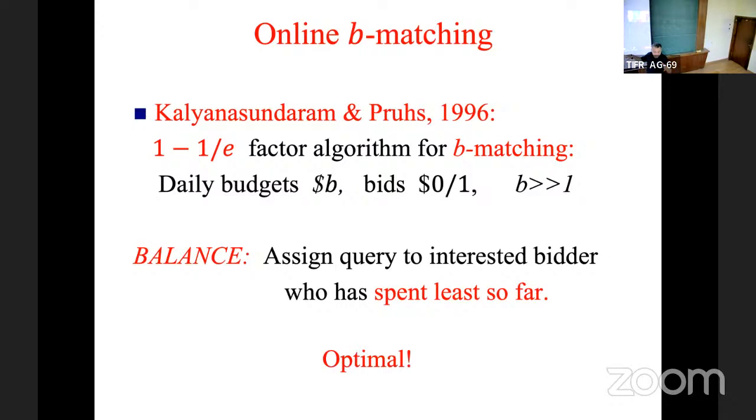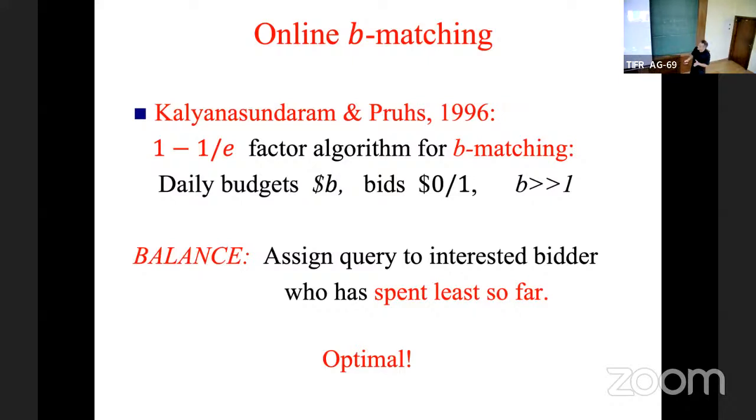So it's large bids, large budgets, small bids, 0-1 bids. And the algorithm is Balance, which says that once a query comes, you look at all the advertisers who want it and give it to the advertiser who has spent the least so far, so that the spending goes in lockstep, as balanced as possible. That's why it is called Balance.